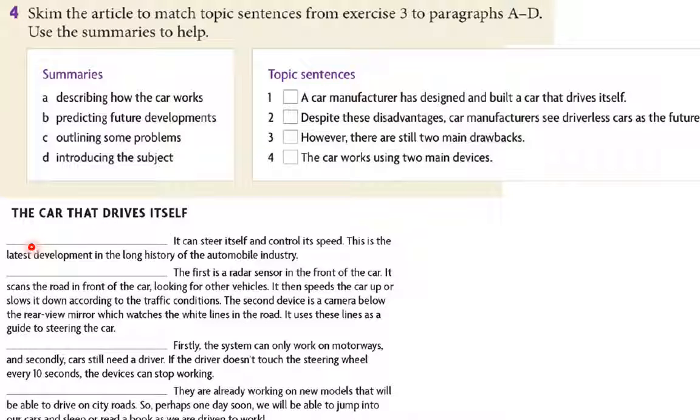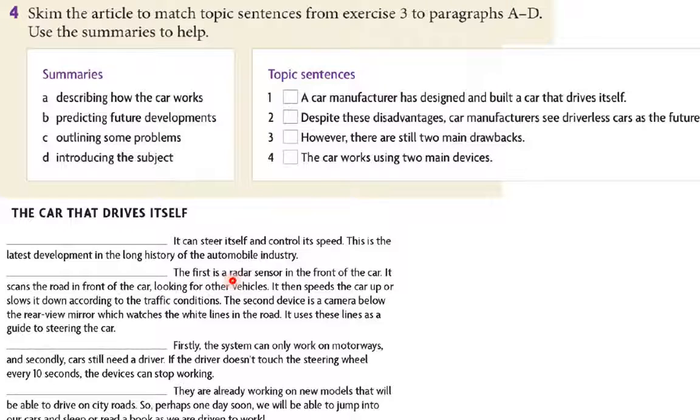A car manufacturer has designed and built a car that drives itself. It can steer itself and control its speed. This is the latest development in the long history of the automobile industry. The second paragraph.